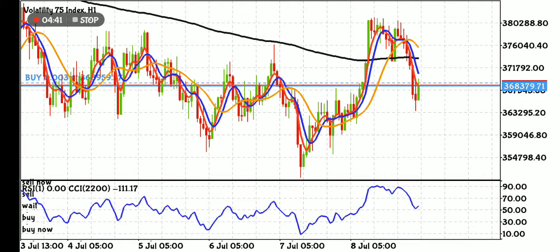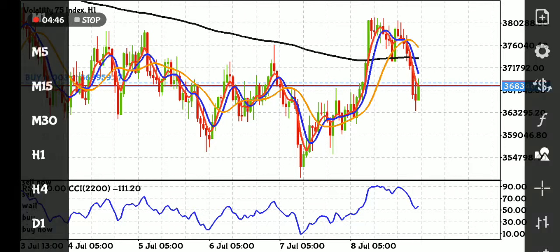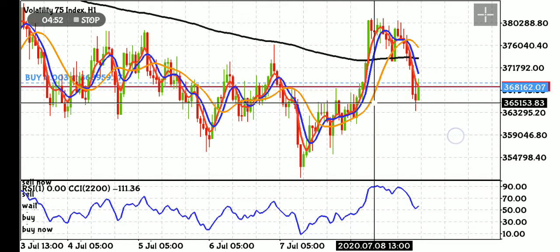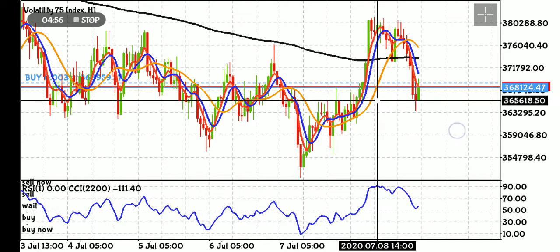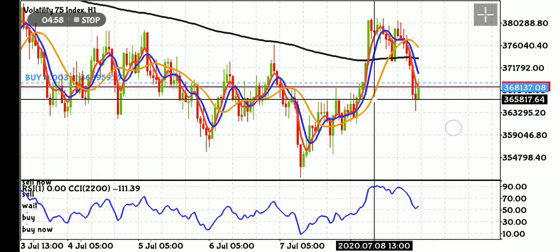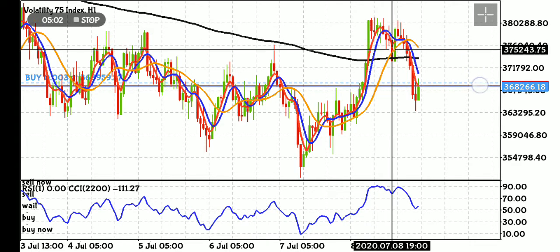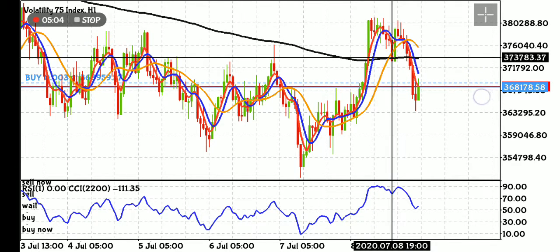Okay, now back to our chart. If you can see what is happening here, you can see that the CCI touched 90, and 90 is sell now. You can see, immediately it touched here, it reversed back down. And what happened? It came back to touch our 200 EMA.